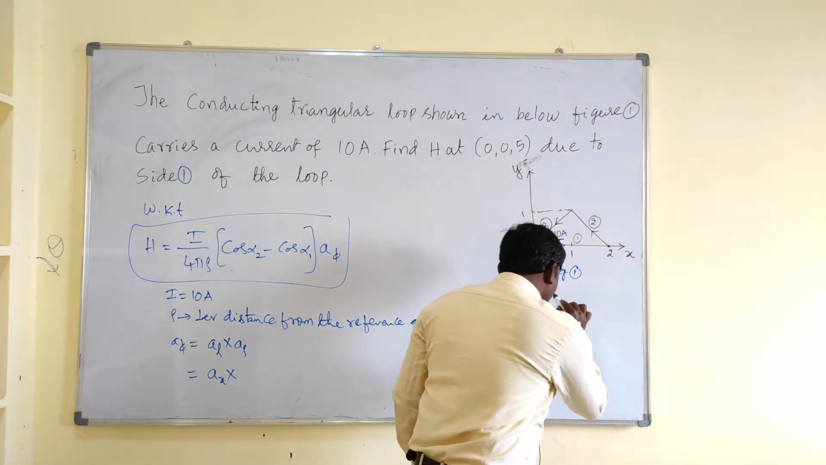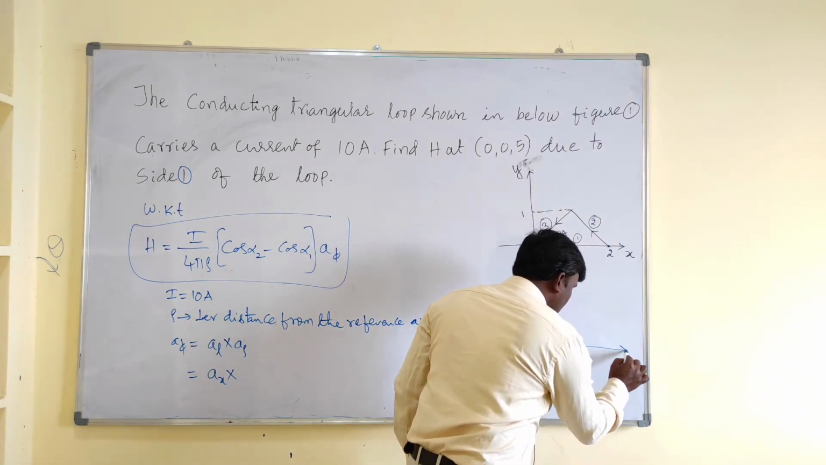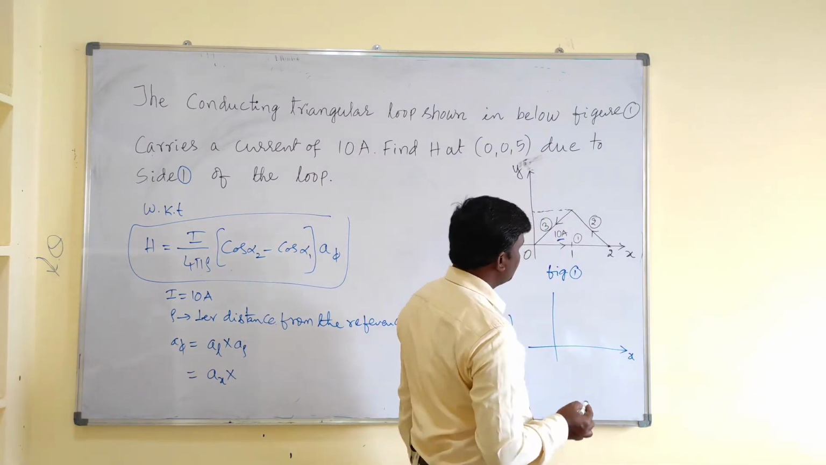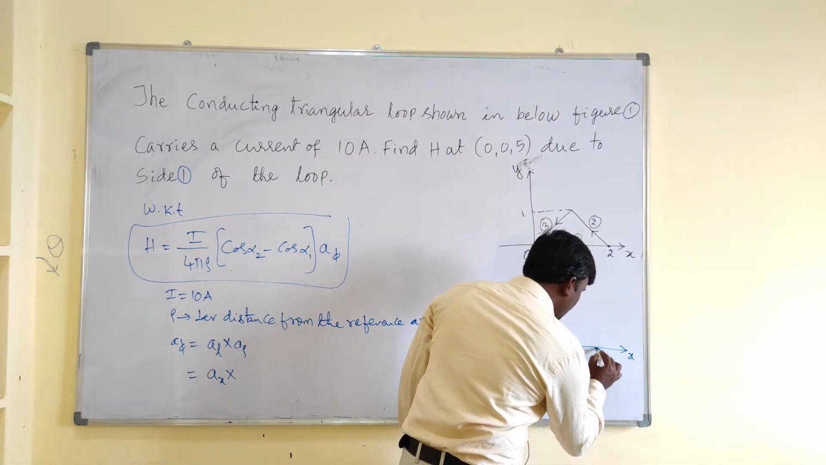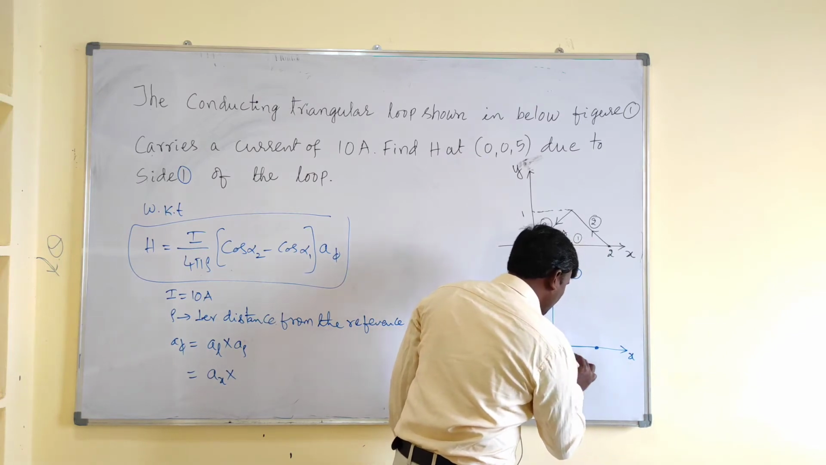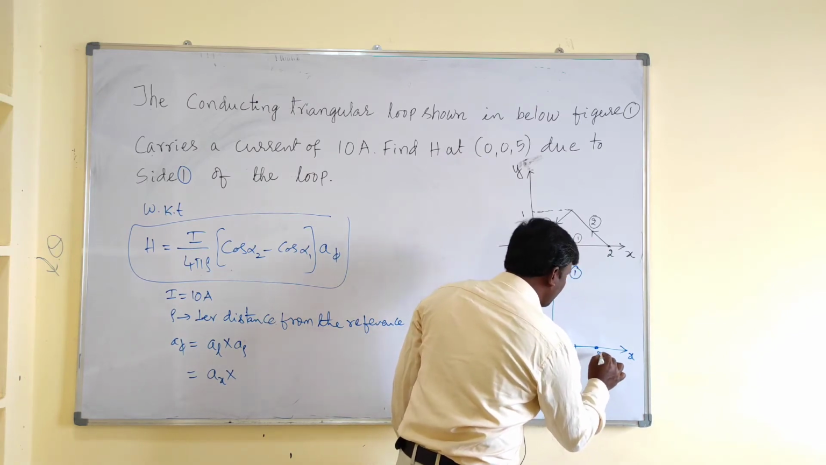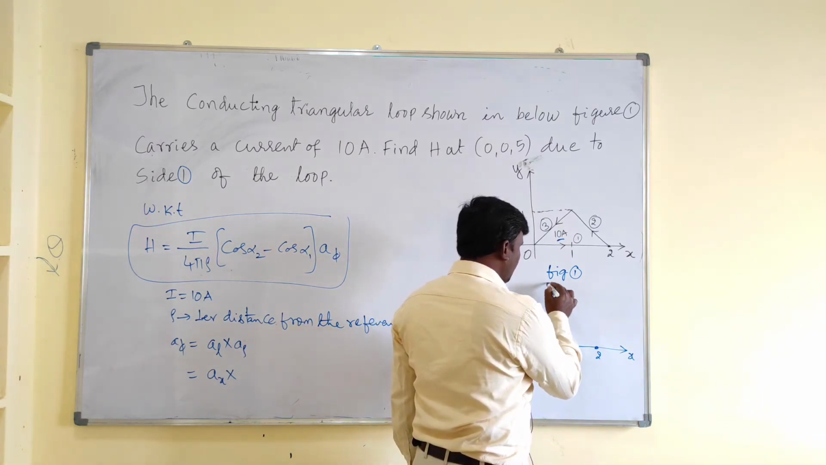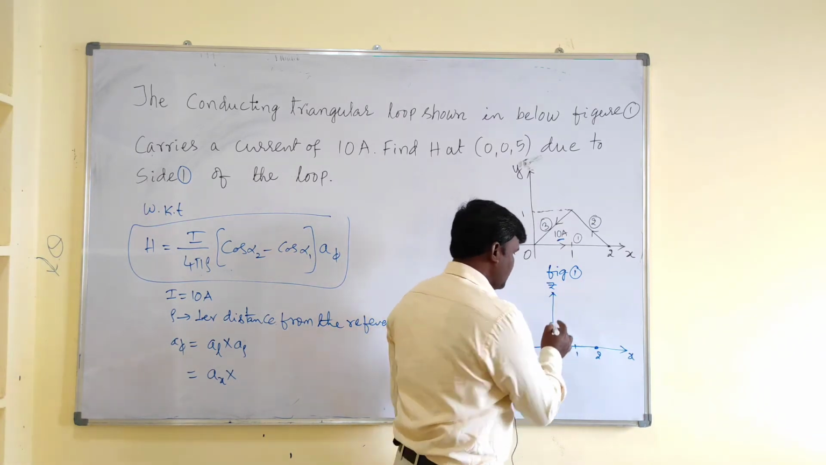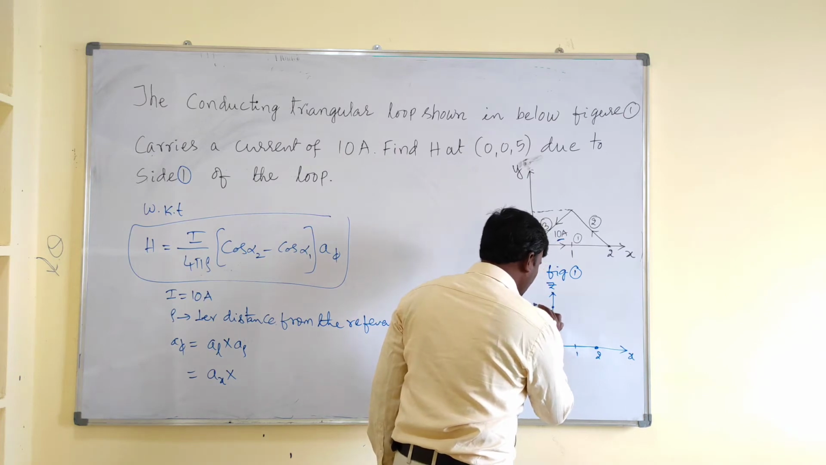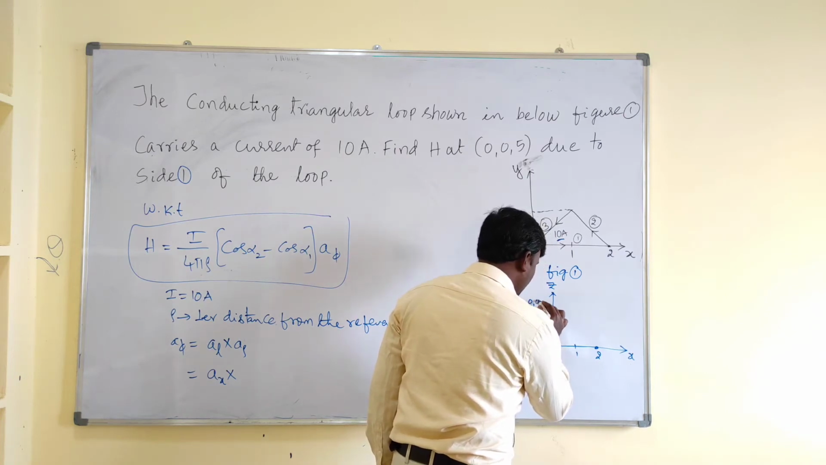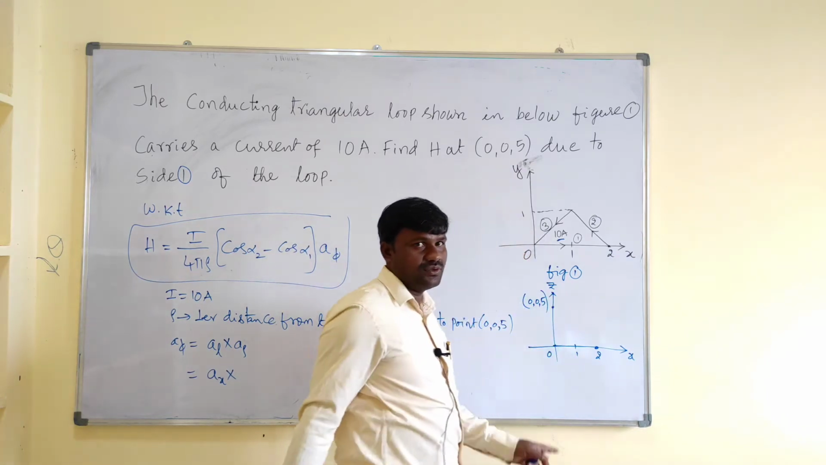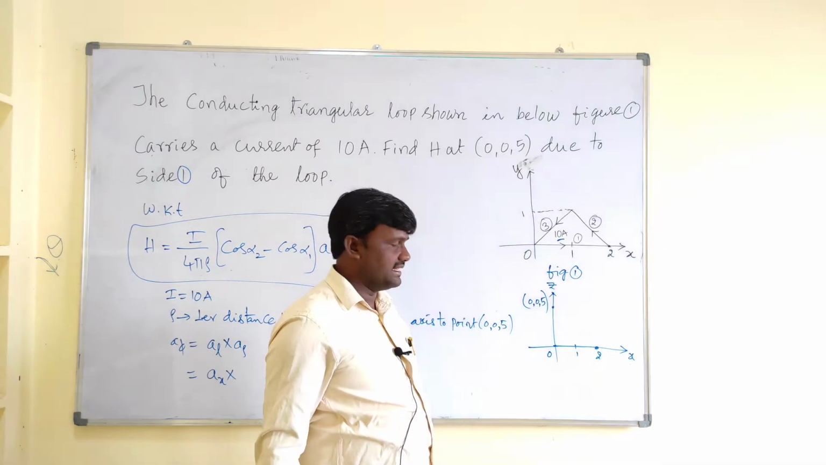Actually, we need to draw this like this. This is our x-axis. Here we have our side 1, from 0 to 2. Side 1 of the loop. And we need to determine the field along the z-axis, so we take the point as (0, 0, 5). This is the point of interest where we need to determine the H.